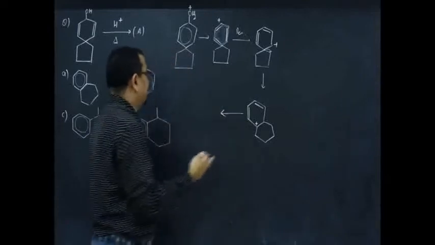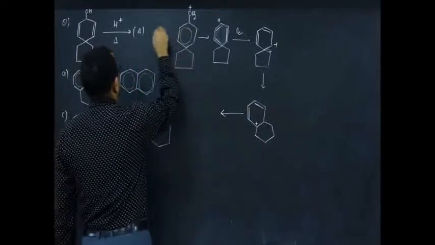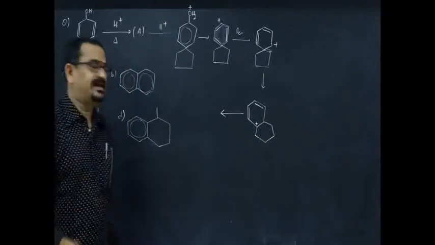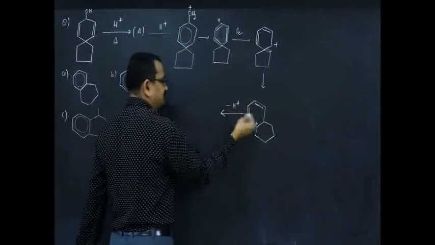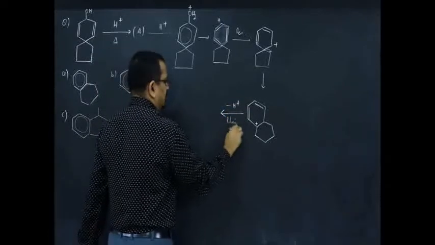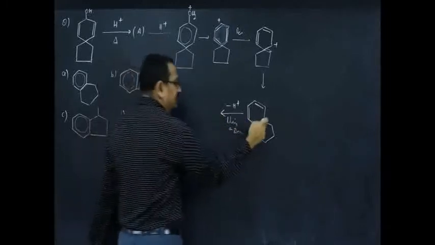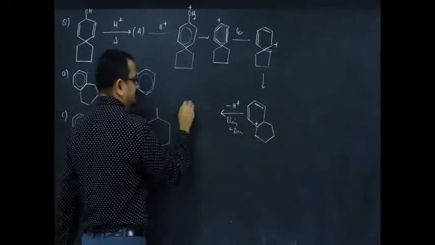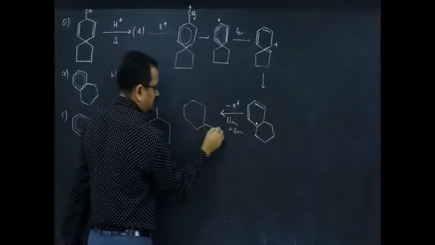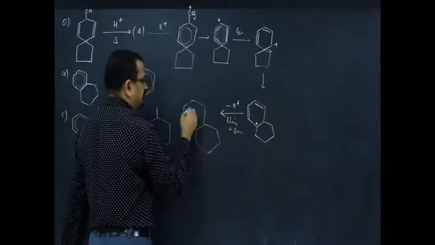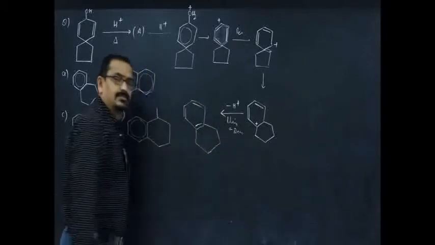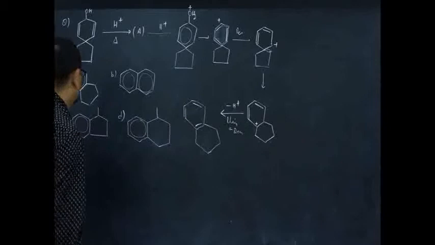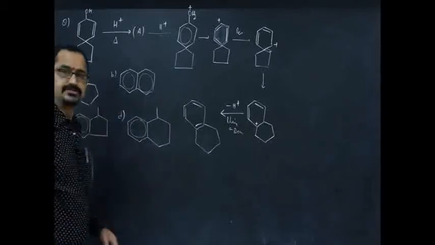Now, whenever a reaction is initiated by protonation, definitely it will be terminated by deprotonation, so minus H plus using a base. Whatever base is left here removes a proton from this carbon. When H plus is removed, the C minus will form a pi bond with this. So, this is the compound formed. So, it belongs to which option? This bicyclic compound belongs to the first option.